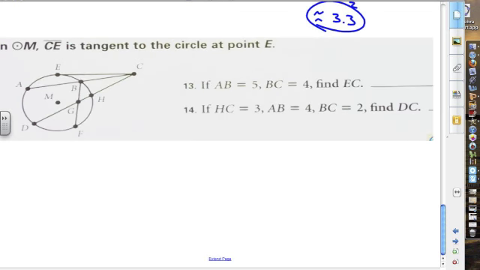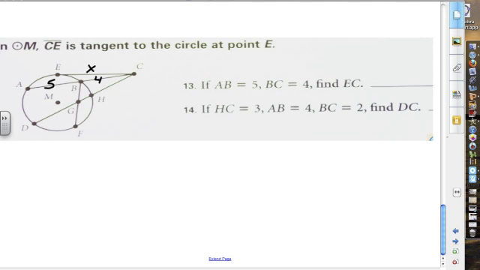So now let's move on to a problem where we've got multiple things in here. We've got a tangent. I see a couple of secant lines. I see a couple of chords intersecting. This could be a real interesting type of problem here. Okay, we're told that AB is 5. So I'm going to go ahead and put that on here. AB is a 5. We're told that BC is a 4. And they want us to find EC.